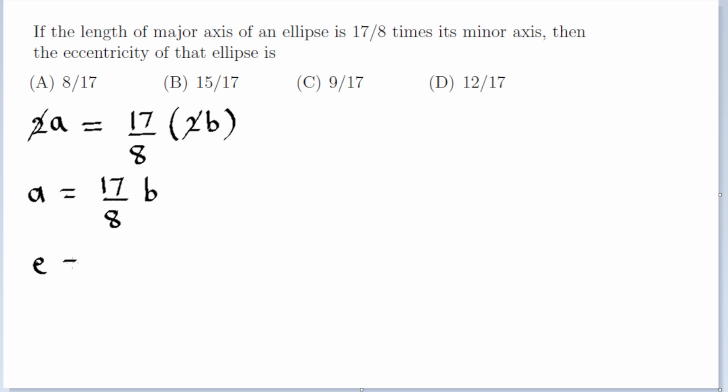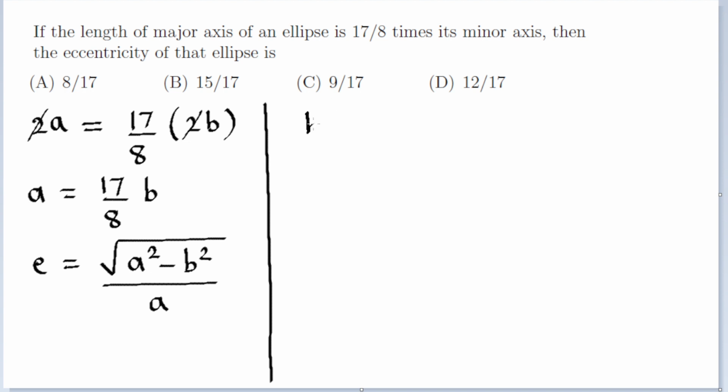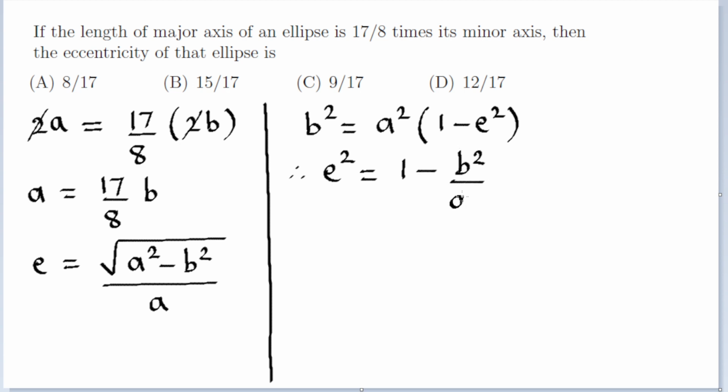Now we know that the formula for eccentricity is given by root of a square minus b square upon a. If you don't recollect this formula, then you can use simply the relation between a square and b square also. For a standard ellipse, b square is given as a square into 1 minus e square. So from this, rearranging the terms, you will get e square as 1 minus b square upon a square. So therefore we get 1 minus.